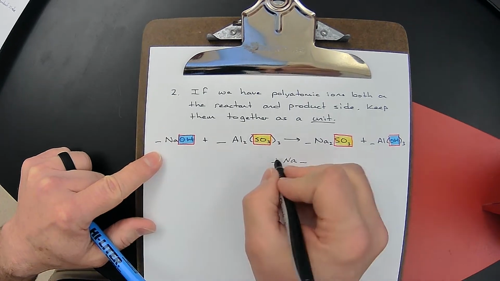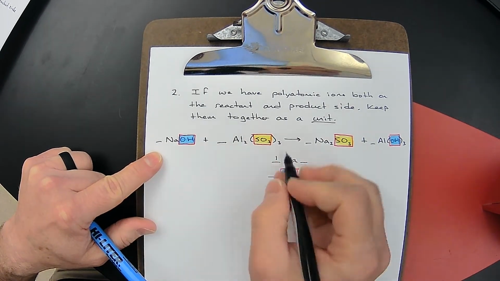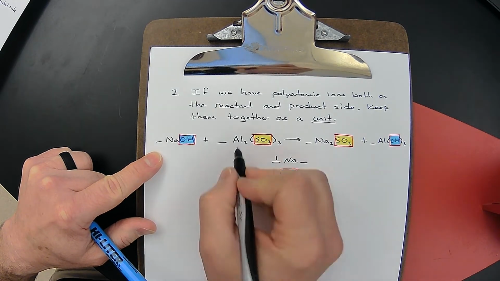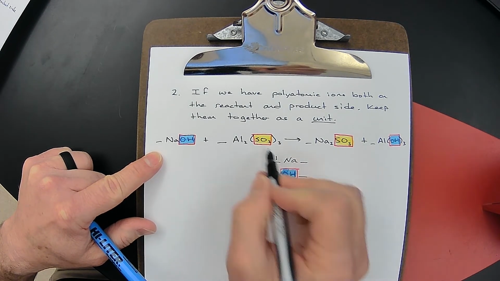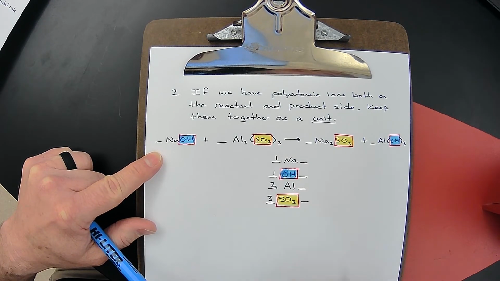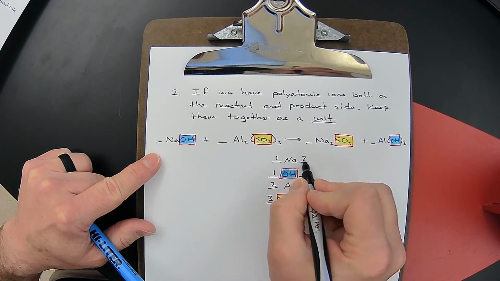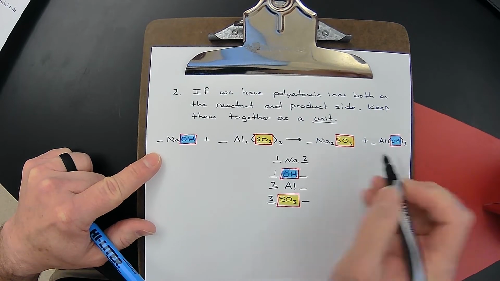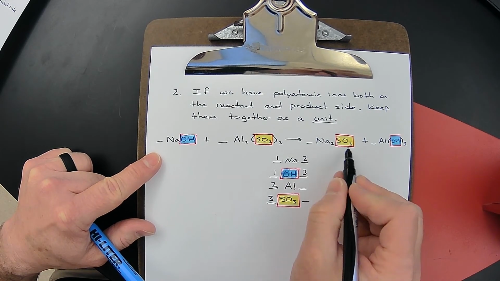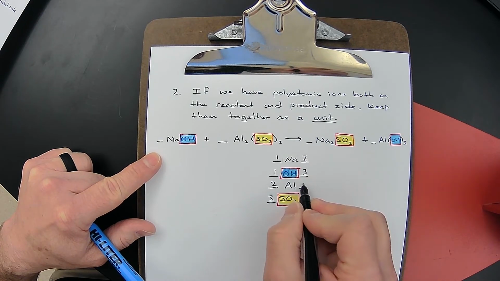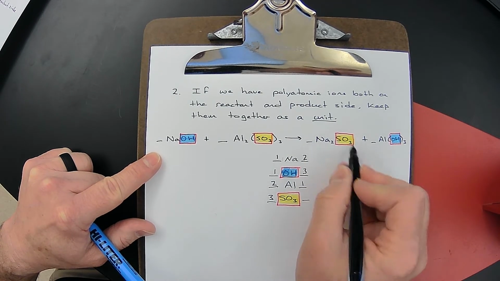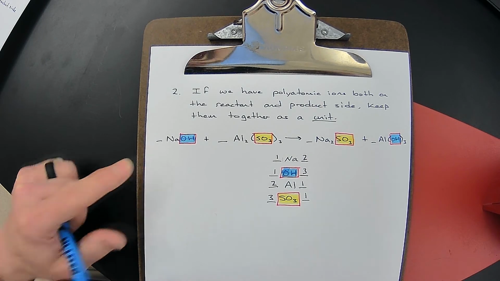So on this side, I've got 1 Al, I have 1 group of OHs, I have 2 Als, and I have 3 groups of SO3s. On the product side, I have 2 NAs, I have 3 OHs, I have 1 Al, and I have 1 SO3.